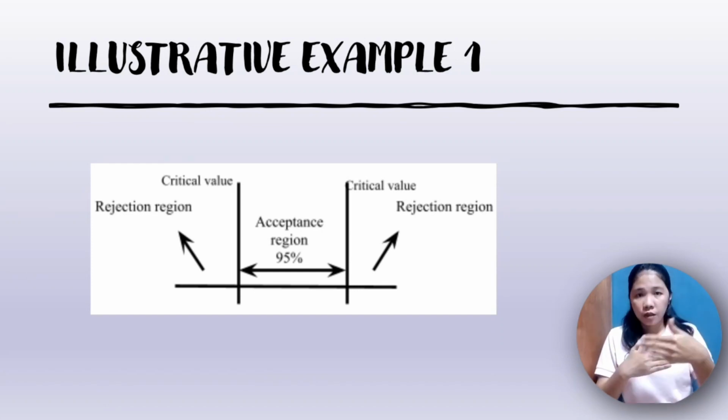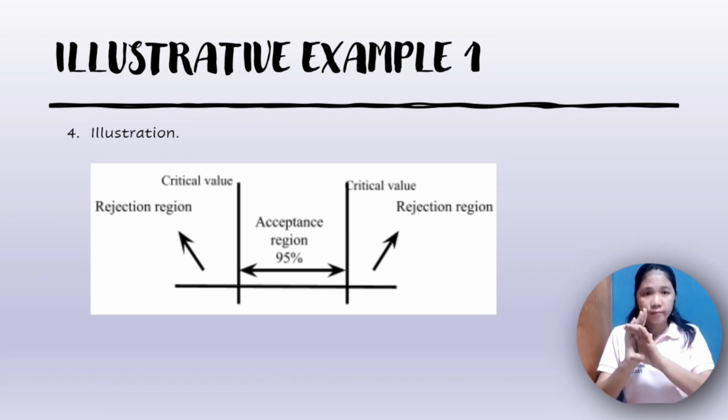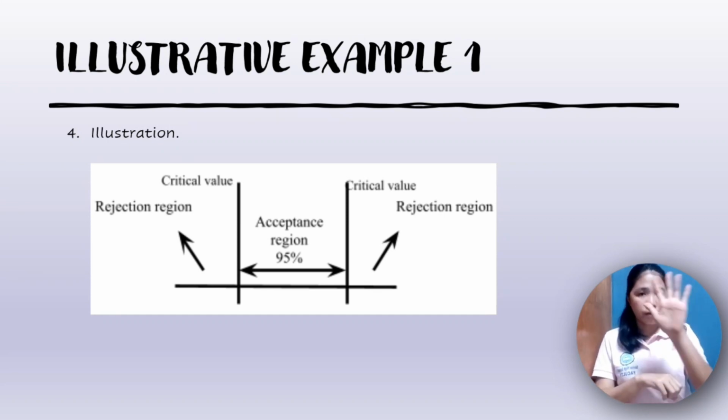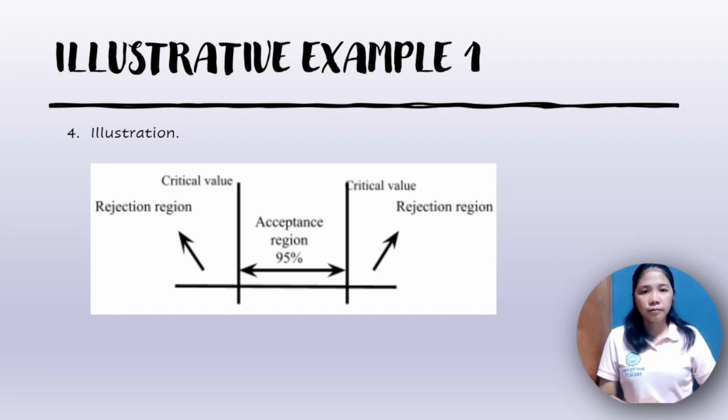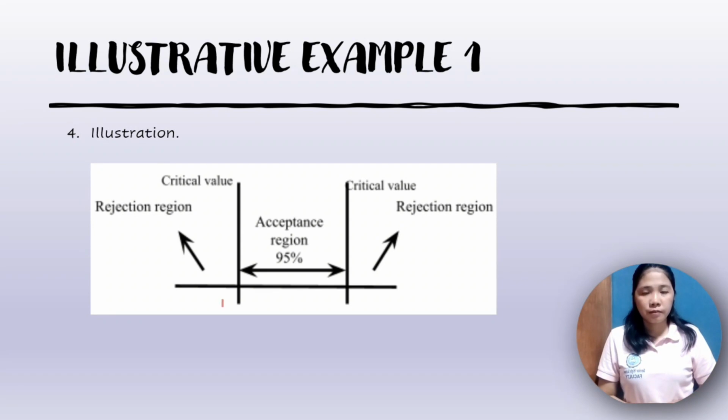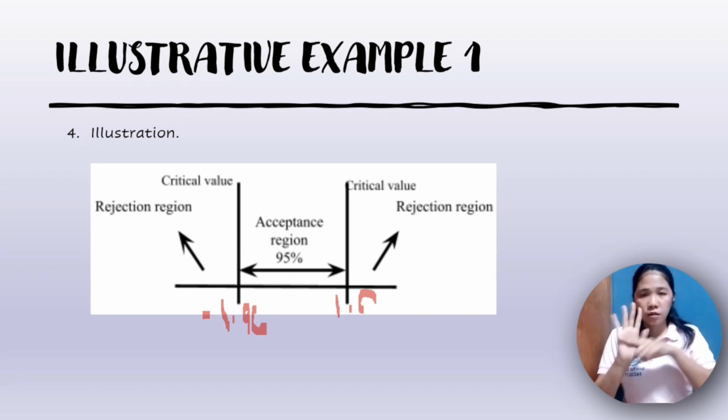Next is to illustrate this. Since we have a level of significance of 5%, our acceptance region is 95%. So, this is a rejected region. Remember, our critical value is 1.96. So, here is negative 1.96, and this is positive 1.96.